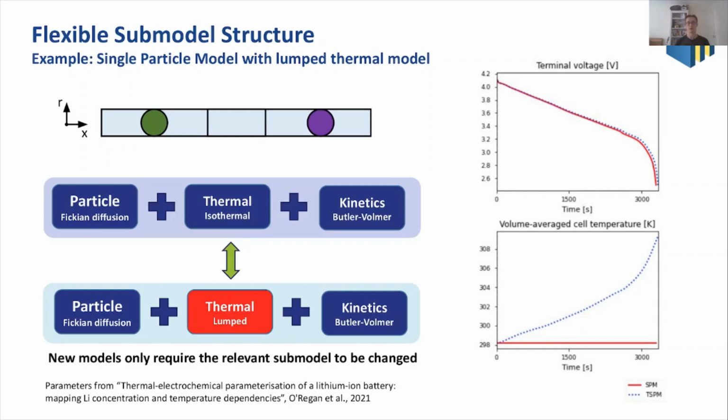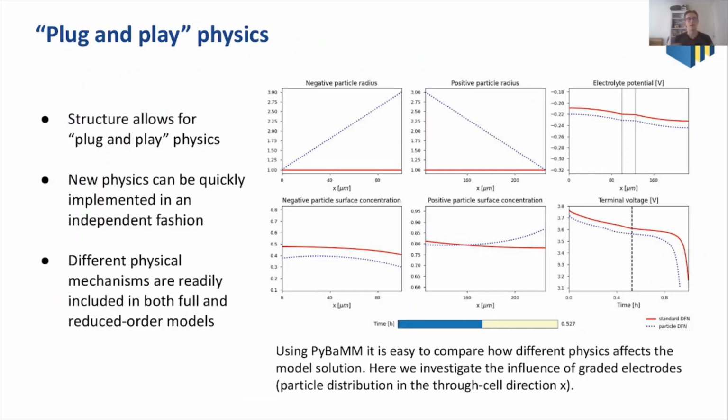For instance, I might have temperature dependent diffusivity within the particles, and now that immediately interacts with my new temperature that's getting updated with time, or I might have temperature dependent kinetics in Butler-Volmer. So straight away these submodels not only let you change the physics, but they also make sure that all the different physics interact appropriately. This kind of flexible submodel structure really allows you to do this plug-and-play mechanism and lets people implement new physics really easily, and independently.